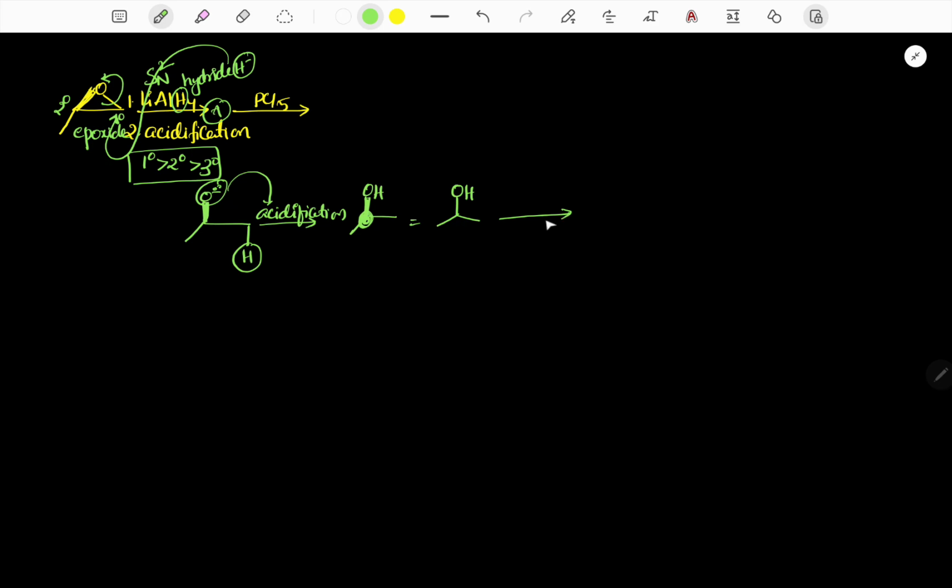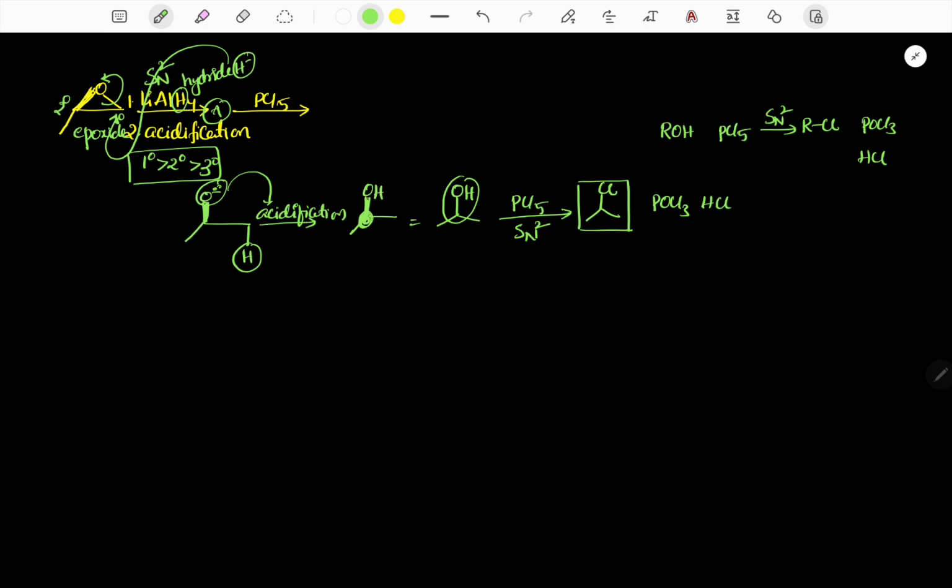Now the second one is alcohol treated with PCl5. We know that when alcohol is treated with PCl5 through the SN2 mechanism, we get the corresponding alkyl chloride, POCl3 and HCl. Therefore here through the SN2 mechanism, in place of OH we get the corresponding alkyl chloride, and the side products are POCl3 and HCl. It is also nucleophilic substitution.